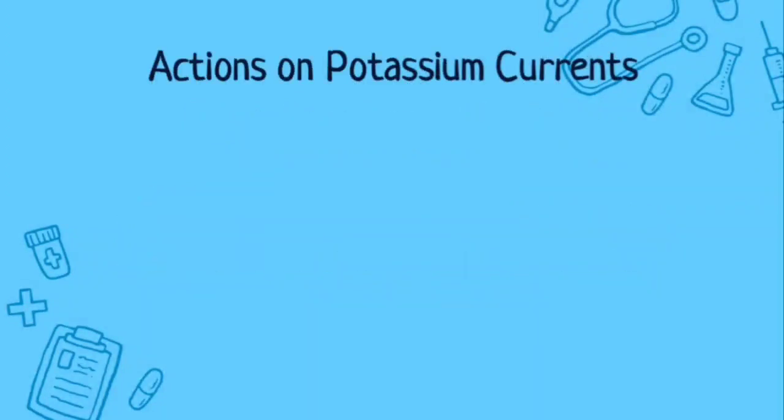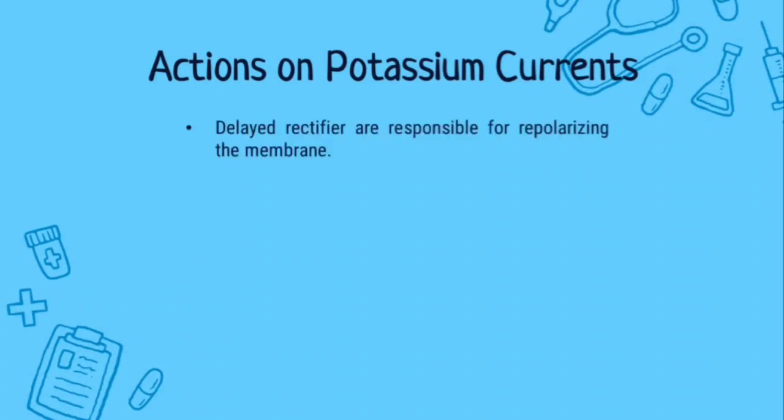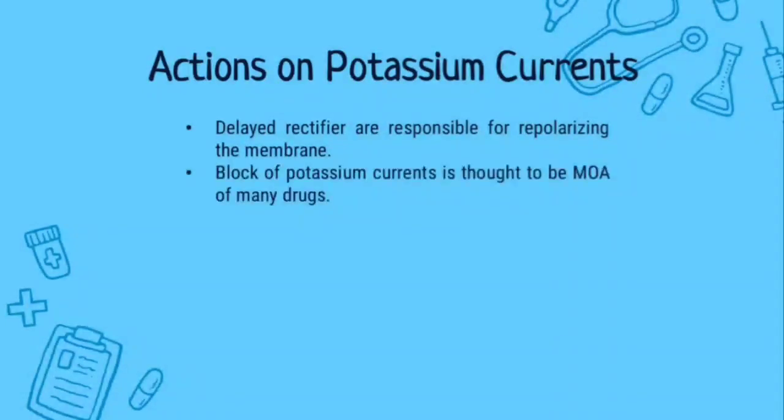The actions on potassium currents. Delayed rectifiers are responsible for repolarizing the membrane. The delayed rectifier potassium channels are a family of potassium channels that allow a sustained potassium efflux with a delay after membrane depolarization. The outflow of potassium ions rapidly repolarizes the membrane. Block of potassium currents is thought to be the mechanism of action of many drugs.